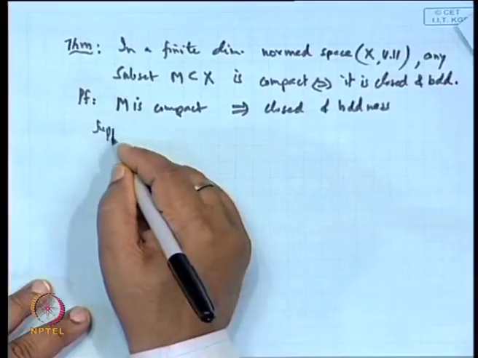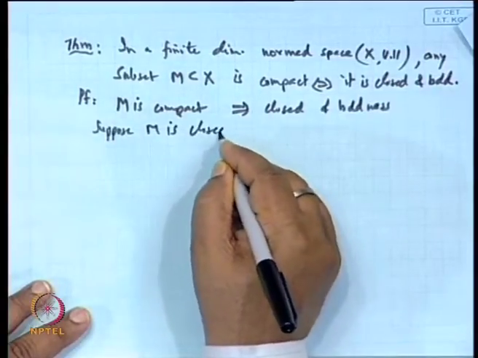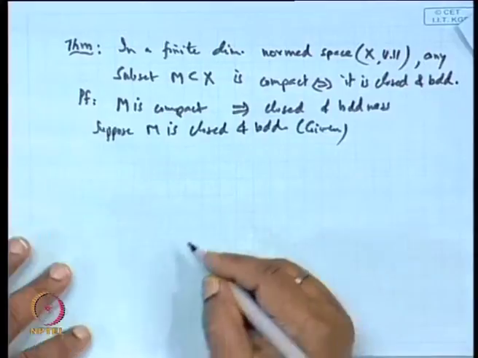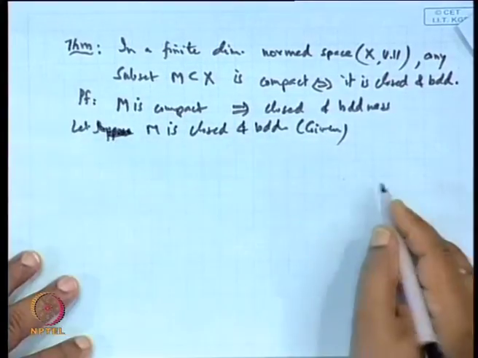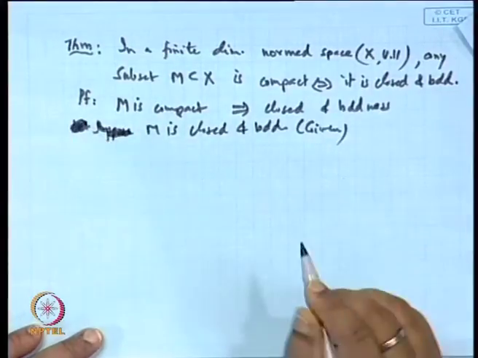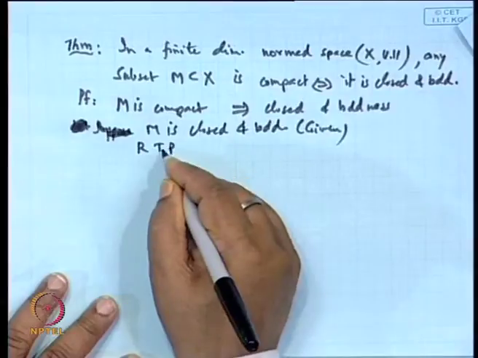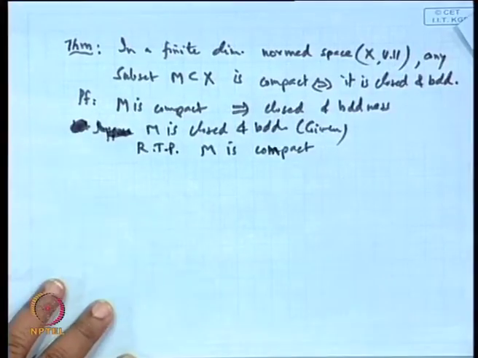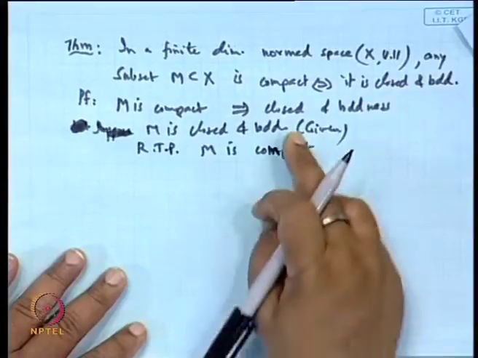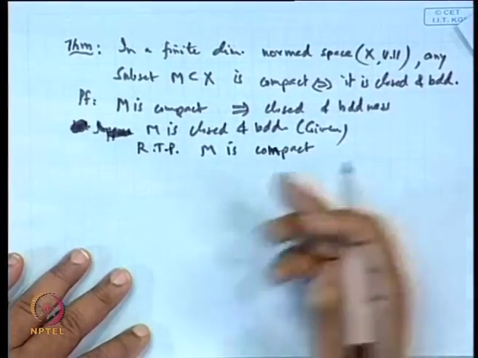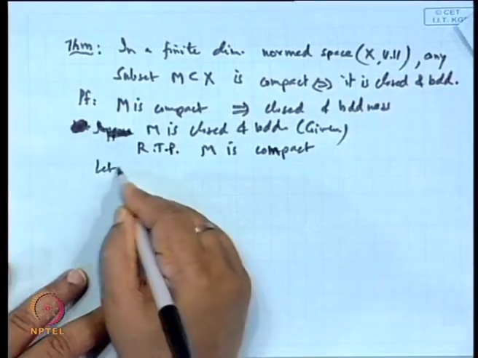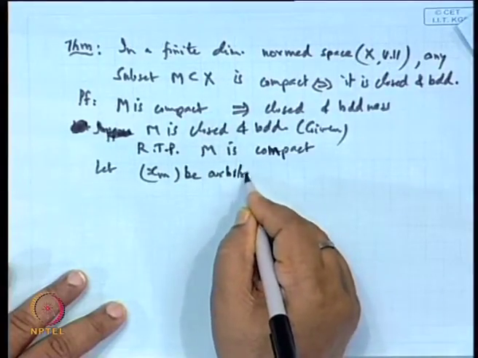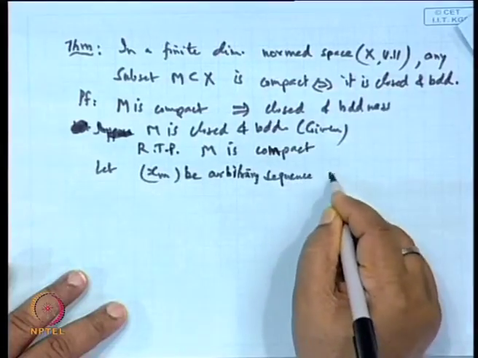So, suppose M is closed and bounded, okay, this is given. Let M be closed and bounded, clear? We want to prove M is compact. It means if I prove that every sequence in M has a convergent subsequence, then it will be compact. Okay? So let Xm be an arbitrary sequence in M.